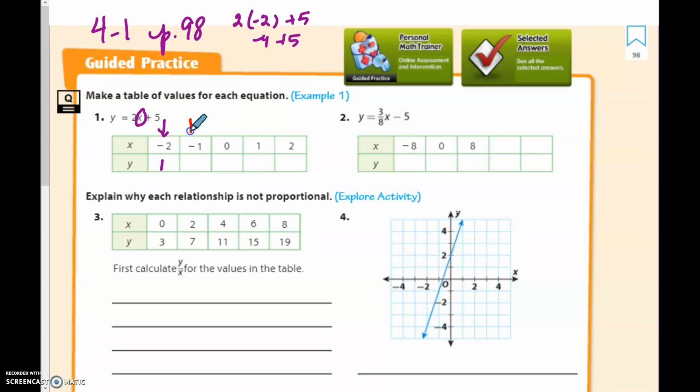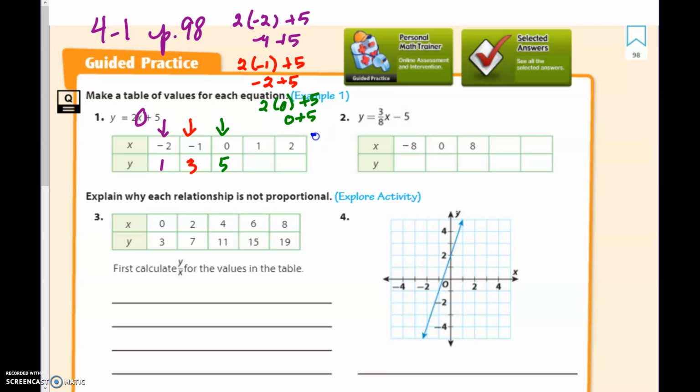Then the second number that we're going to plug in here is going to be a negative 1. So 2 times negative 1 plus 5 is negative 2 plus 5, and we get 3. Then the third number they want us to plug in is a 0. So 2 times 0 plus 5. So we have 0 plus 5, and we get a 5.